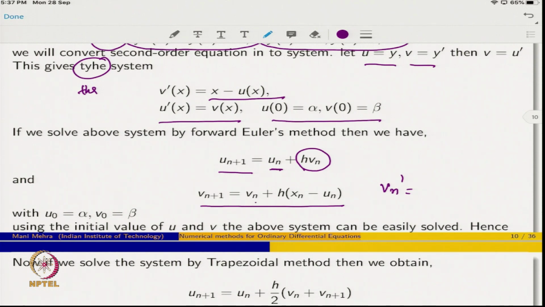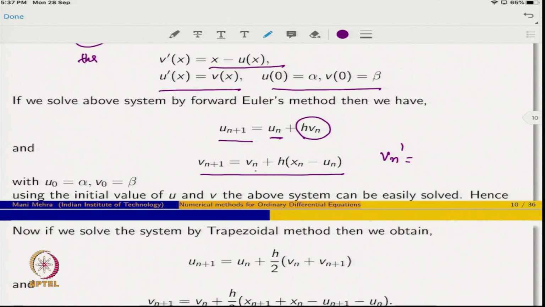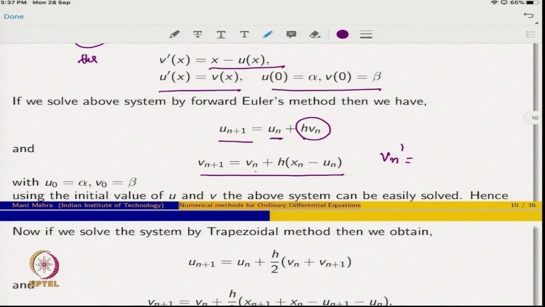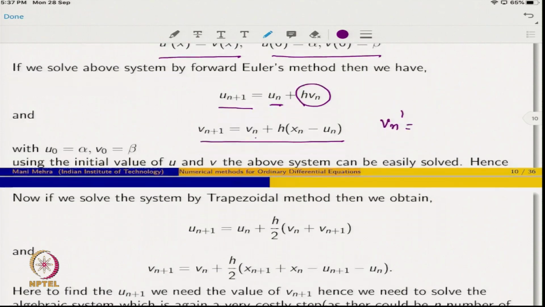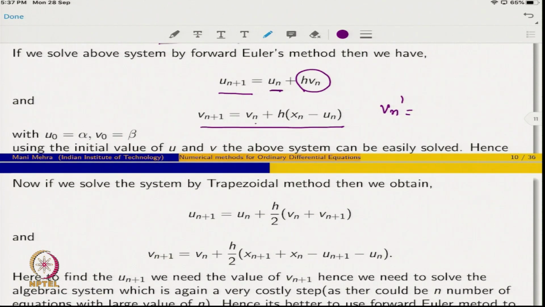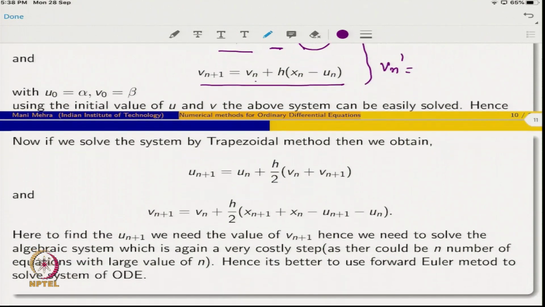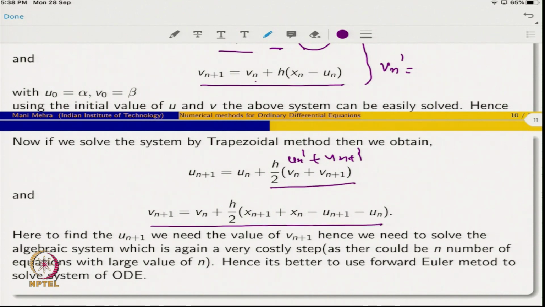Using the initial values of u and v, the above system can be easily solved, which we all can understand. Hence, now if we solve the system by trapezoidal method. So, this is the idea I have given you, how you can solve a system of differential equations using forward Euler method. And now let me come to the trapezoidal method. In trapezoidal method, un plus 1 is equal to un plus h by 2 times un dash plus un plus 1 dash, that is the difference equation. We have substituted the value and we get this. Similar things we can do for Vn plus 1.